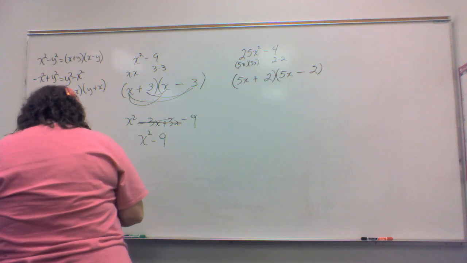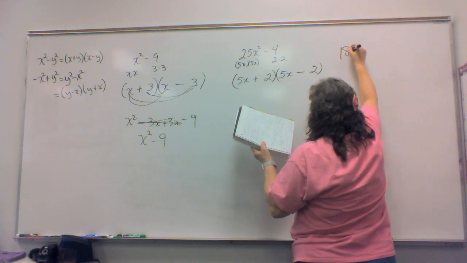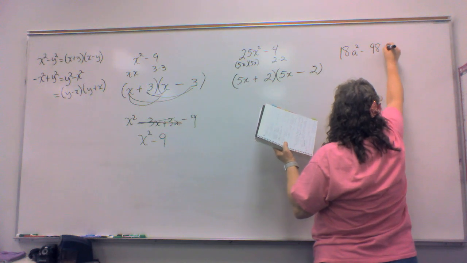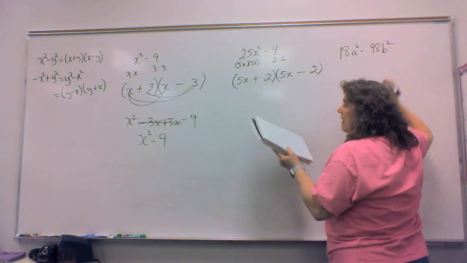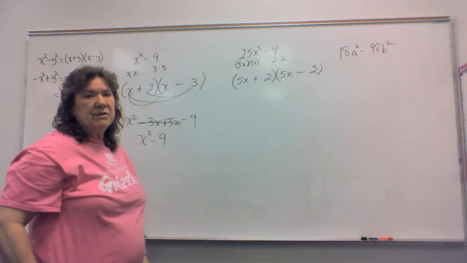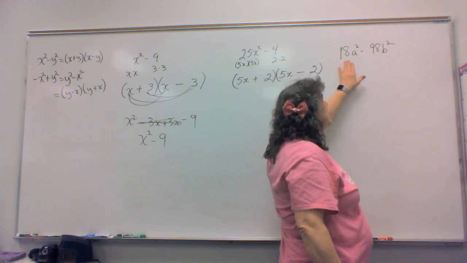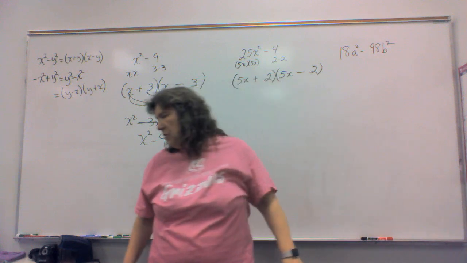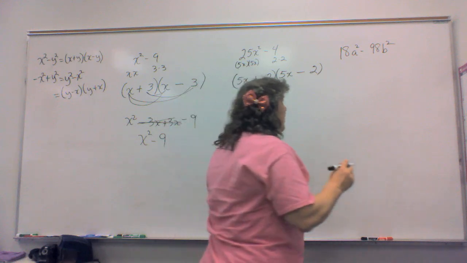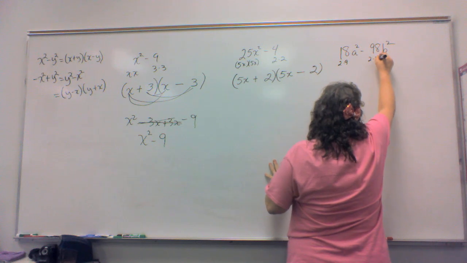So, let's look at another one. 18a squared minus 98b squared. Okay? Now, on this one, what are we going to do first? First of all, you are going to pull out a greatest common factor. 18 and 98, you will find, have a common factor of 2. They're both even, so this is 2 times 9, and this is 2 times 49.